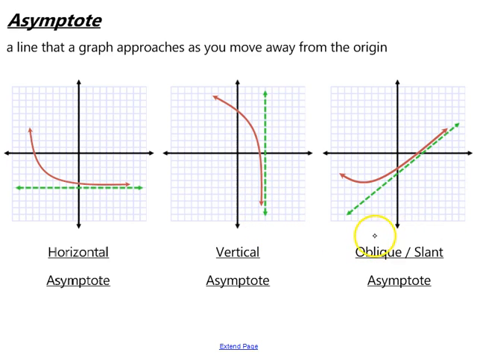And then lastly, we have an oblique or a slant asymptote. And this just refers to any line that's going to be an asymptote, but it's not going to be horizontal or vertical. So whether it has a positive slope or negative slope, it doesn't matter. It's just not going to be horizontal or vertical.